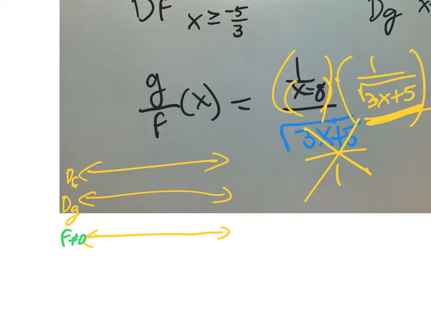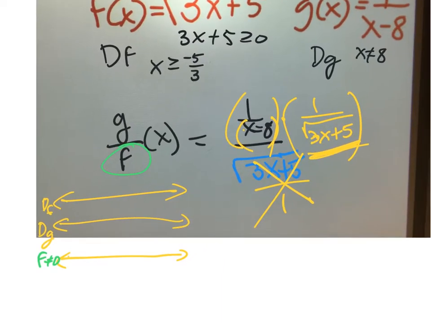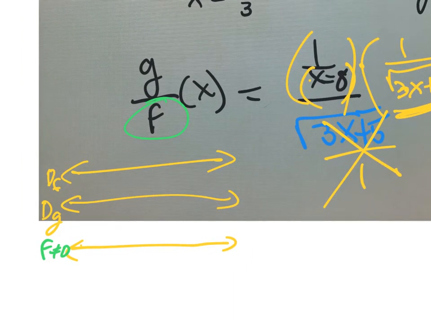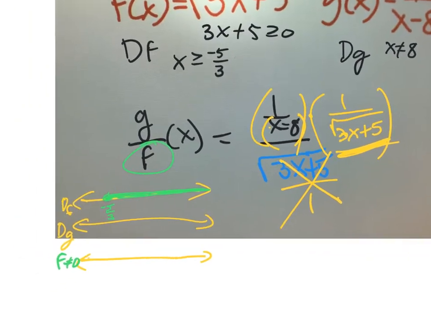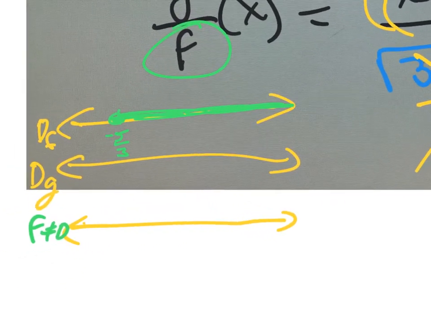That's the third number line. Why? Because the function on the bottom, normally functions can be 0 and it's no big deal. But now it's on the bottom. So that means now the f function can't be 0. So you have 3 number lines. 2 of them we already know. Domain of f, you can just look it up. It's that bigger than or equal to negative 5/3 thing. And g not equal to 8. That means it can be everything else. It just can't be 8.